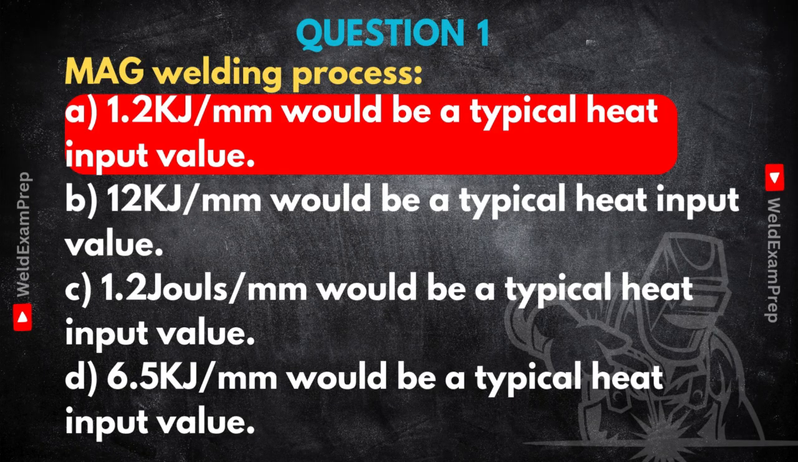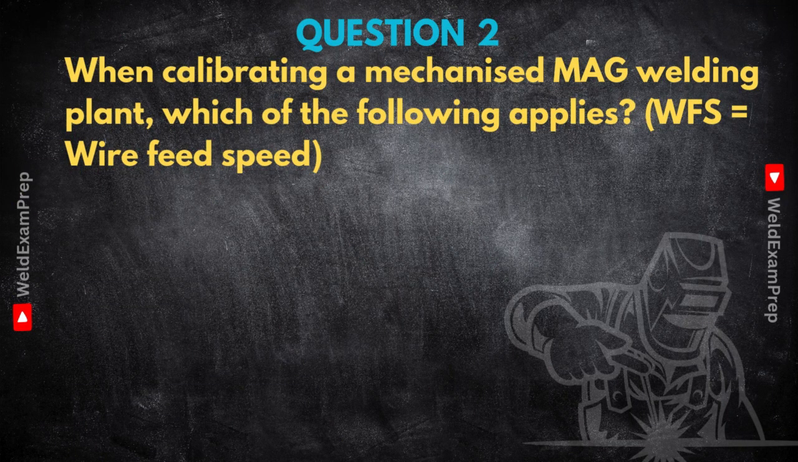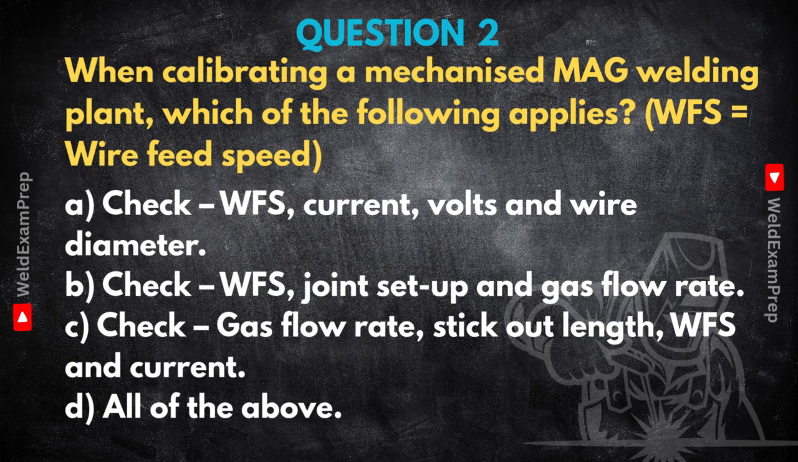Okay, so sticking with precision, let's look at setting up the equipment itself. Our next question is about calibration. Right, important step. When calibrating a mechanized MAG welding plant, which of the following applies? WFS equals wire feed speed. The options: A, check WFS, current, volts and wire diameter. B, check WFS, joint setup and gas flow rate. C, check gas flow rate, stick out length, WFS and current. Or D, all of the above. So what are we actually calibrating on the machine here?